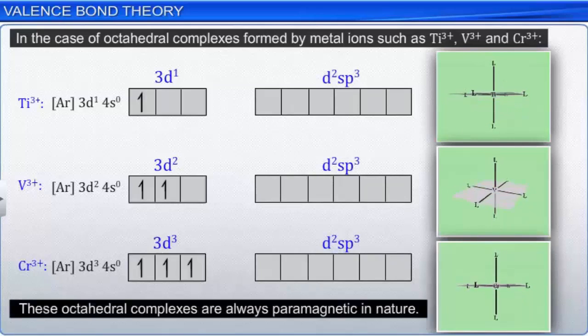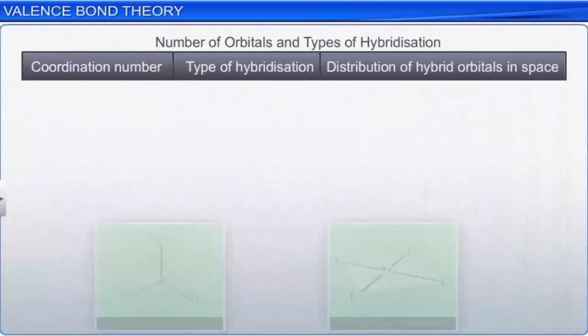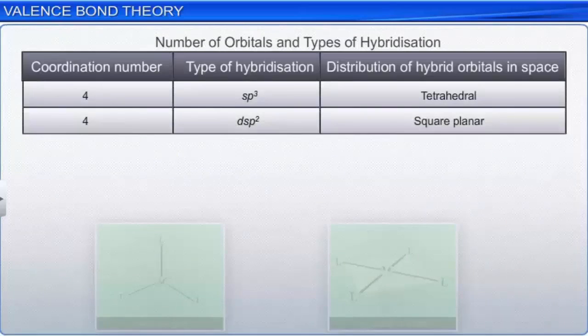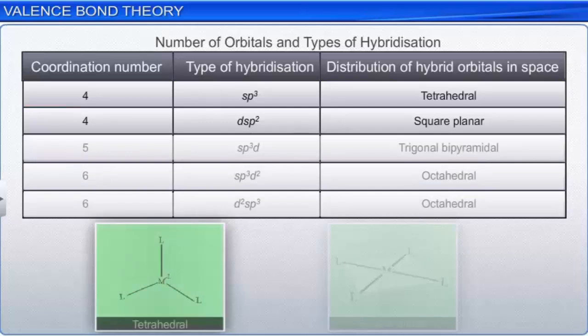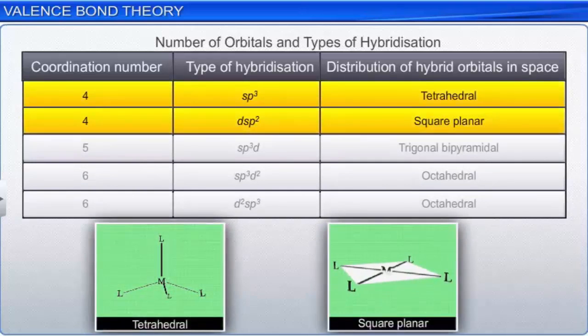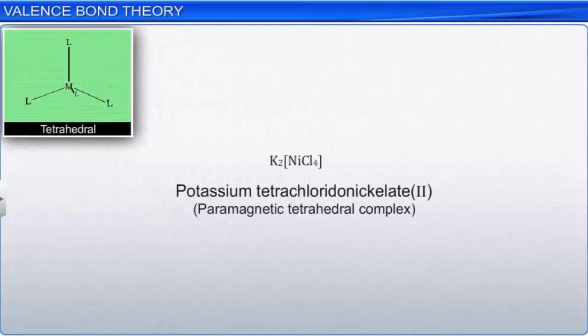Now let's study complexes with the coordination number 4. You know that when the coordination number is 4, the complex may either have tetrahedral geometry or square planar geometry. We will first examine a paramagnetic tetrahedral complex, potassium tetrachloridonickelate(II).